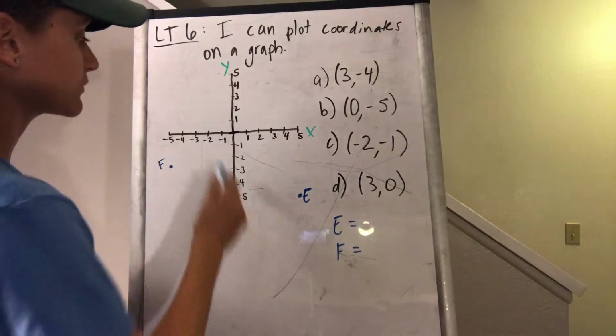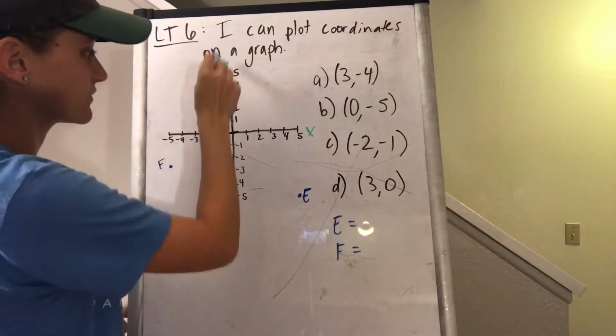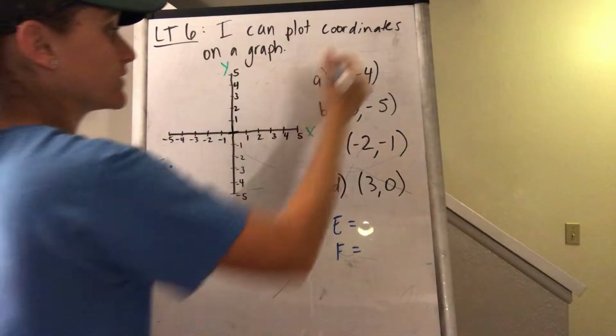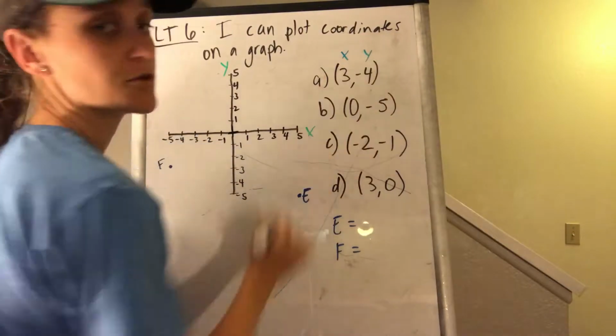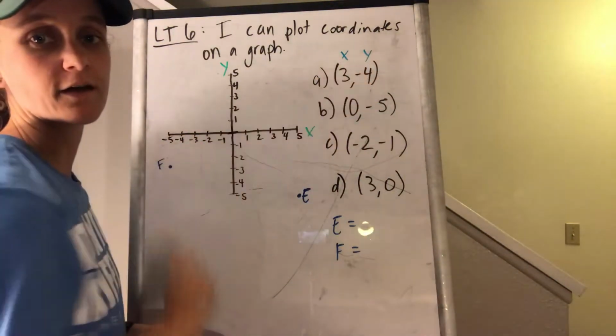So remember with a graph, the horizontal axis is the x-axis, and the one that's vertical is the y-axis. Whenever we're graphing, you always start going in the x direction, and then you go in the y direction. And I always remember that because it's alphabetical. X comes before y in the alphabet.